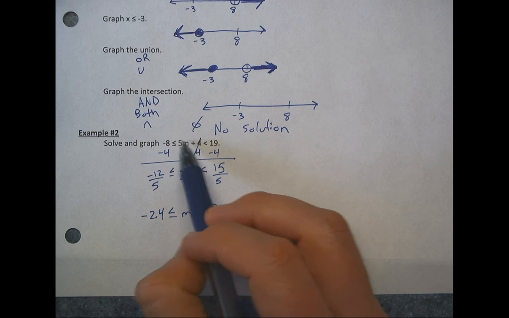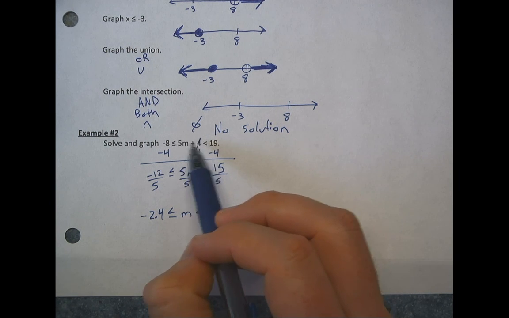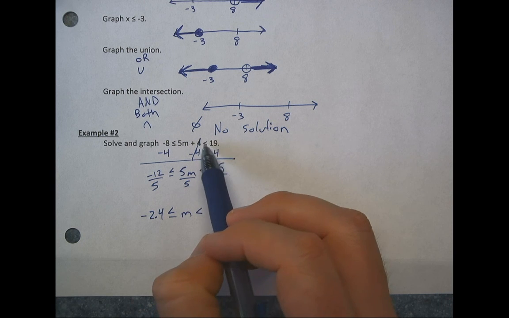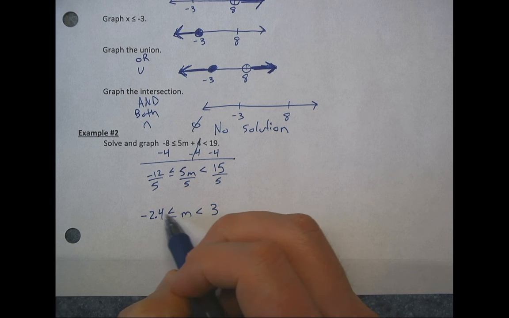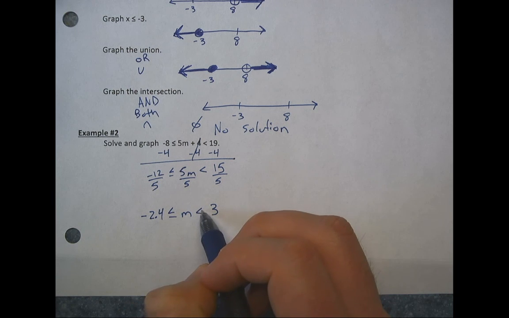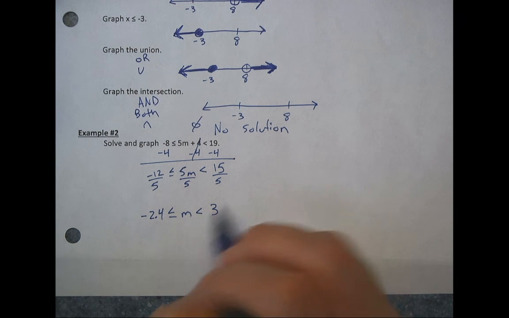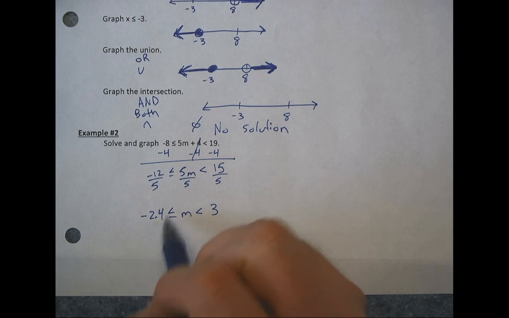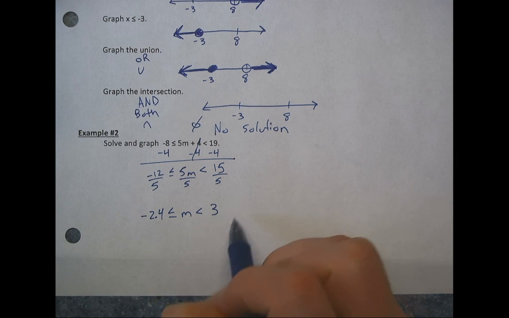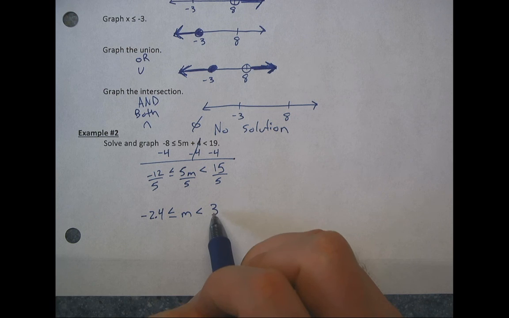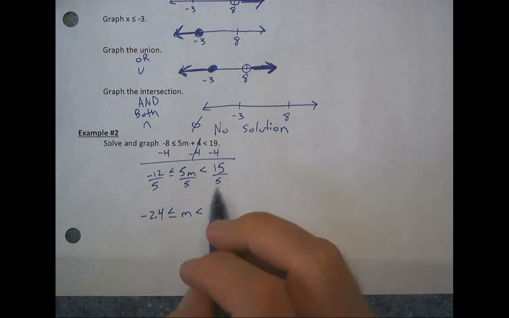So the numbers that I can plug in that will be true for this original sentence, 5m plus 4, that give you a value that's greater than or equal to -8 and less than 19, are any value of m that's greater than or equal to -2.4 and is also less than 3. This needs to be both. Both need to be true. Not just any number greater than -2.4. You can't go up to 100. And not just any number that's less than 3. You can't go down to -10. It needs to be in both of these solution sets.